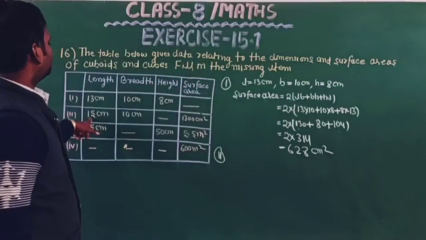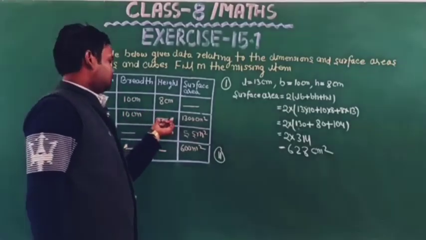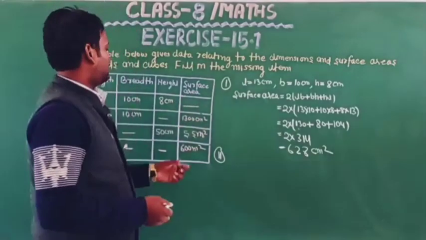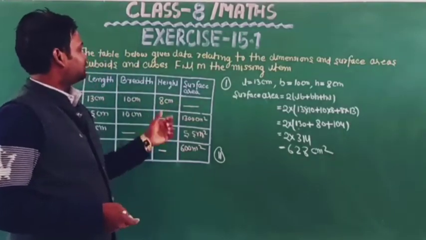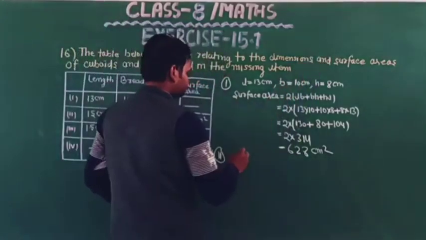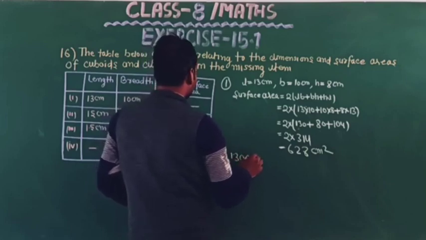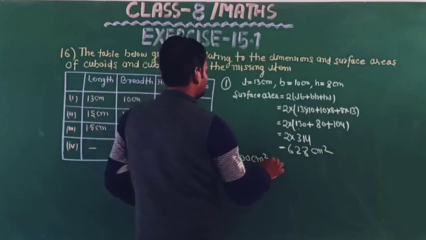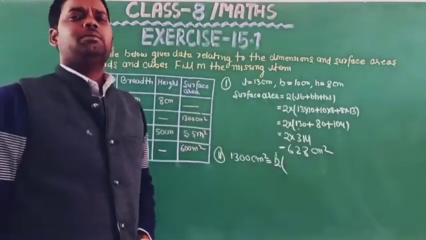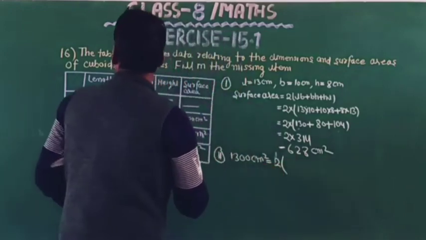Again, move to the second part. Length is equal to 15 centimeter, breadth equal to 10, and the height is missing, whose total surface area is given as 1300 centimeter square. So we have to find the missing height of the cuboid. We know the surface area of the cuboid is equal to 2 into LB plus BH plus HL.